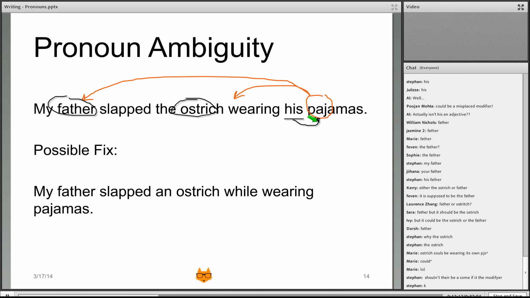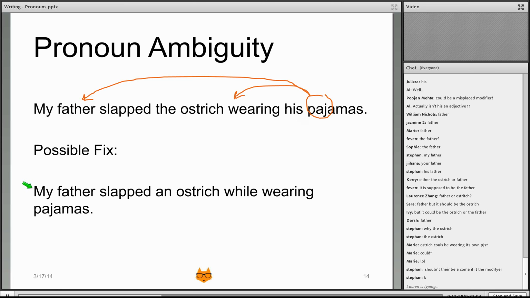So here's a possible fix. My father slapped an ostrich while wearing pajamas. Now it's clear that the father is wearing pajamas because the while helps connect it to the father. The important thing, though, for this fix is less the meaning, but note what happened to the pronoun. Where did the pronoun go in the fix?